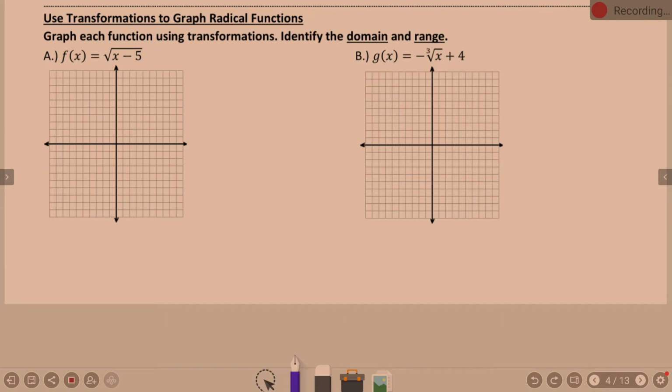How do you graph it, Landon? Hey Josh, how do you graph it? What's that 5 doing? Landon. It goes right 5. Okay. That 5, because it's a minus 5 under the radical, I'm going to take my graph and move it right 5.